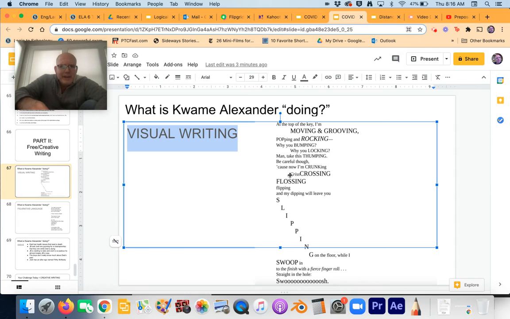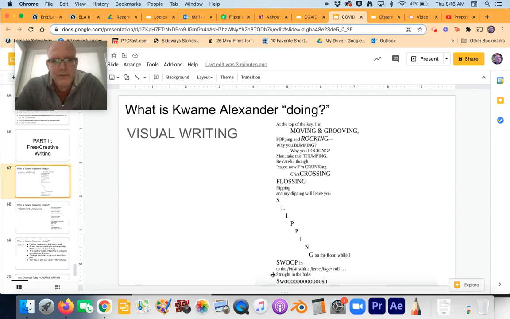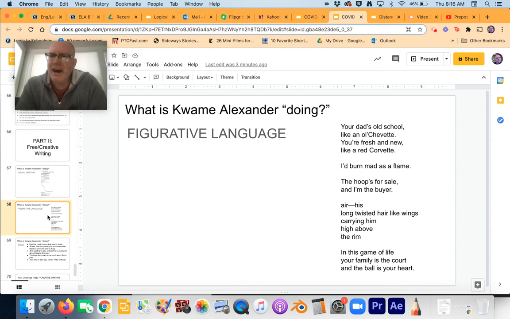But notice he does, like, italics, crossing, flossing, flipping, and dipping. All right, and then look at this. Slipping. So he's playing around with how words look. That's important, and that's hard stuff. He does the same thing down here with swoosh, right? Swoosh. He carries out that O. So that's very visual.